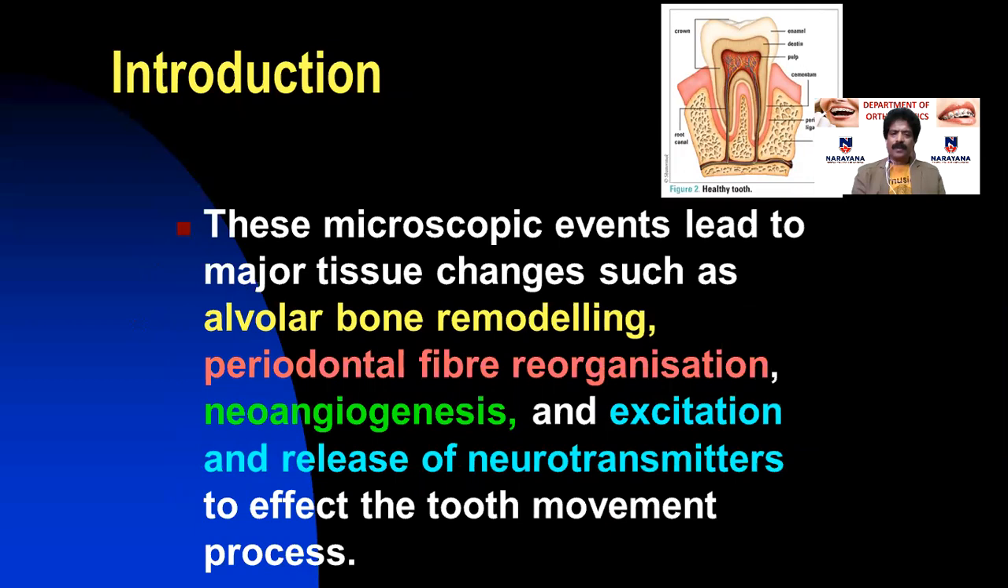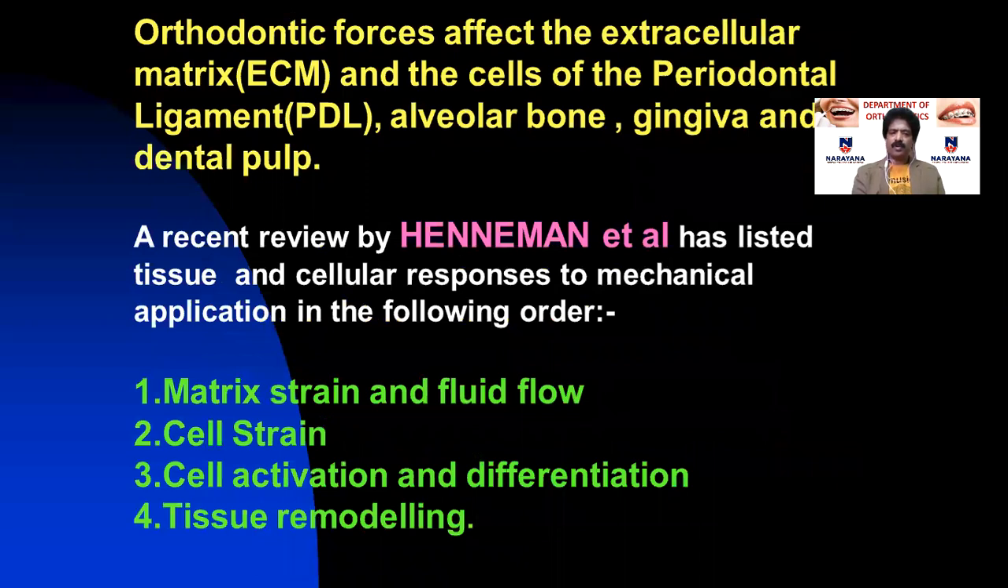Major tissue changes like alveolar bone remodeling will take place. As you push the tooth, the bone remodeling takes place. The surrounding alveolar bone and the periodontal ligament fibers will reorganize. That is how tooth movement takes place. On one side of the bone there is resorption, and on the other side there is deposition. Like that it keeps on adding, and the tooth moves to a new place because of the force we are using.